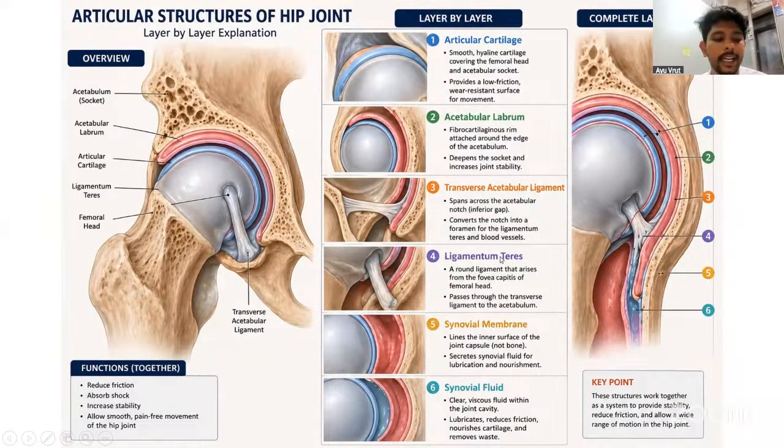All these structures have some important work. This is the ligamentum teres. Very important. A synovial membrane. Every joint requires a good synovial membrane. And last but not the least, synovial fluid should be adequate, neither too much nor too little.